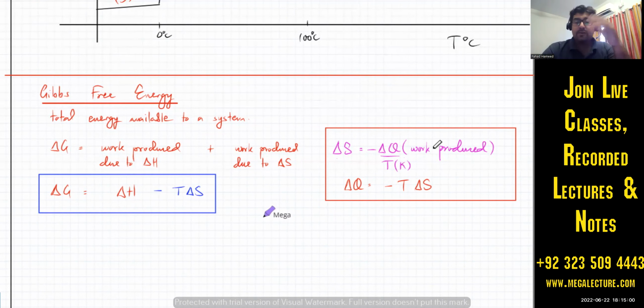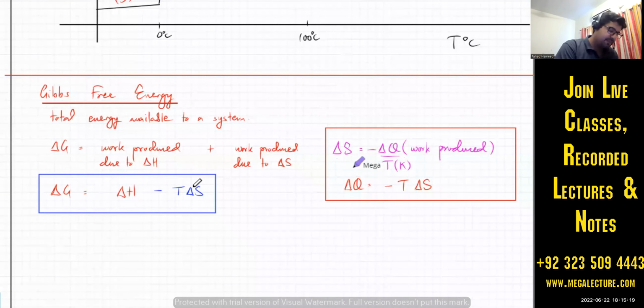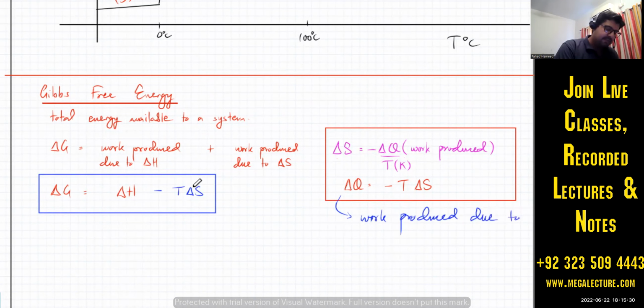And so if I want to figure out the work that is produced, I'm going to rewrite this. If I know what the entropy change is, I'm going to multiply it by temperature, and that will give me delta Q. So basically, if somebody is looking for the work that's produced due to entropy change, that is minus T delta S. That's this thing. So this is the work that is produced due to delta S.